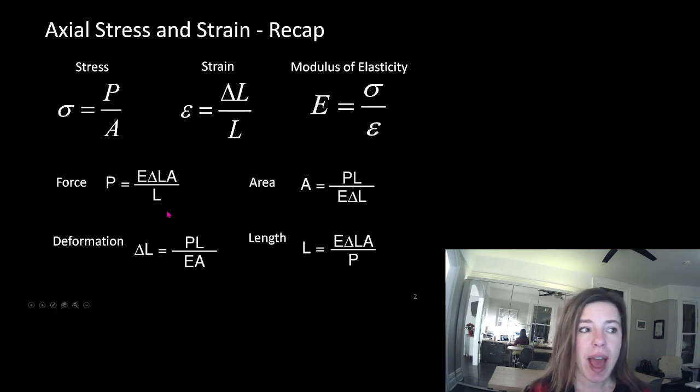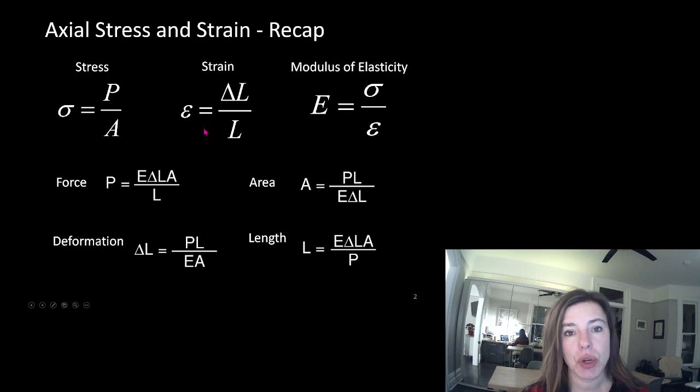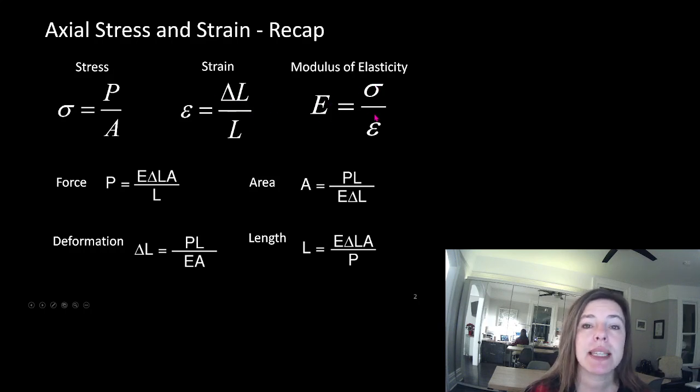So, axial stress and strain recap. Remember, stress is force divided by area. When we're talking about stress and modulus of elasticity explicitly, we tend to put things in newtons and millimeters. So usually we'll translate all of these into newtons and millimeters. Strain, which is a measure of stiffness, somewhat, is the change in length divided by the original length. And modulus of elasticity is our stress divided by strain.